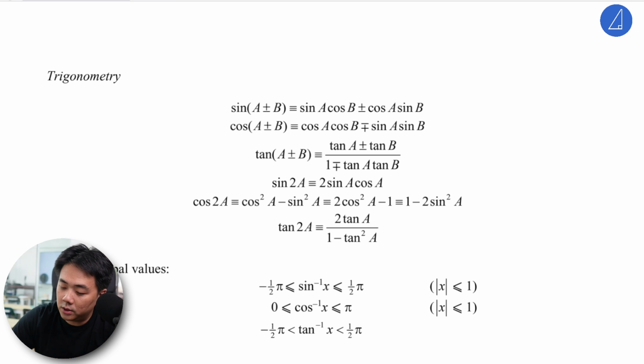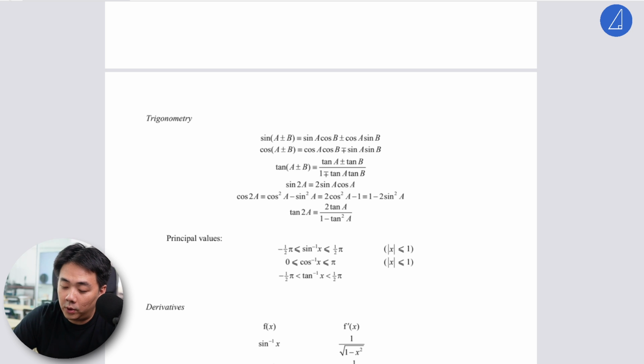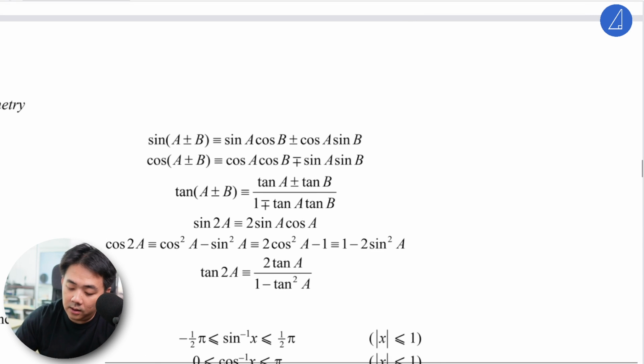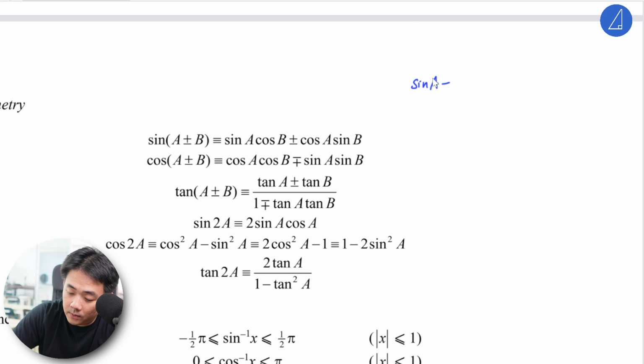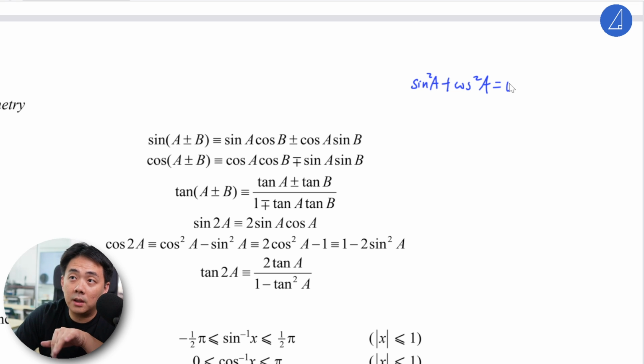So for trigo, formulas are important. The ones which students may not know, if you don't practice enough, are formulas you need to know in H2 math but which are not given in MF27. Like this formula, sine square A plus cosine square A equals 1. This is just Pythagoras theorem.